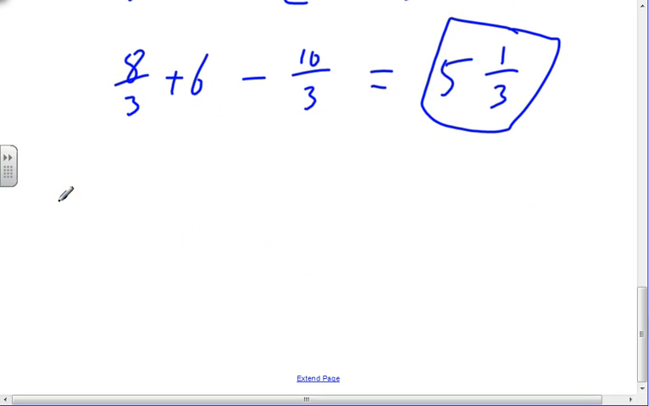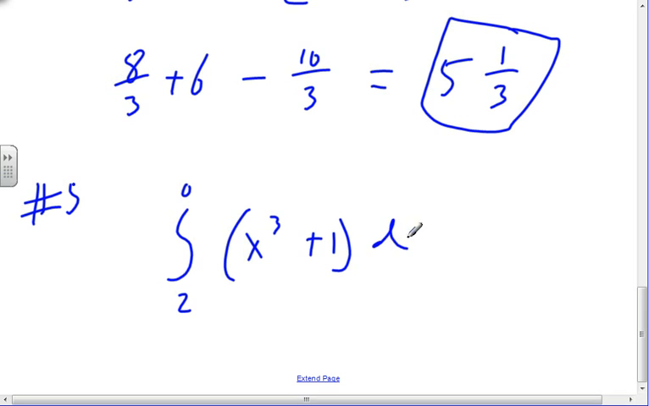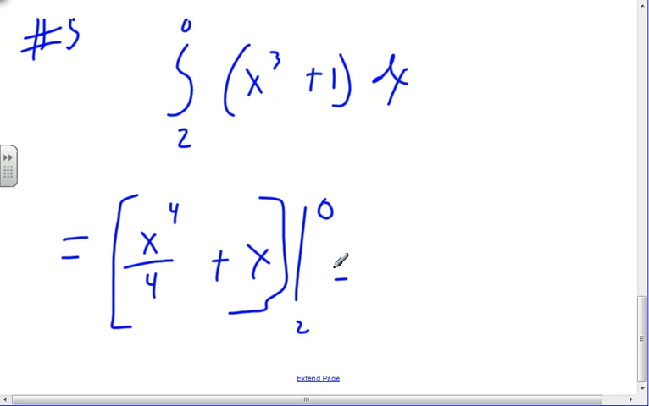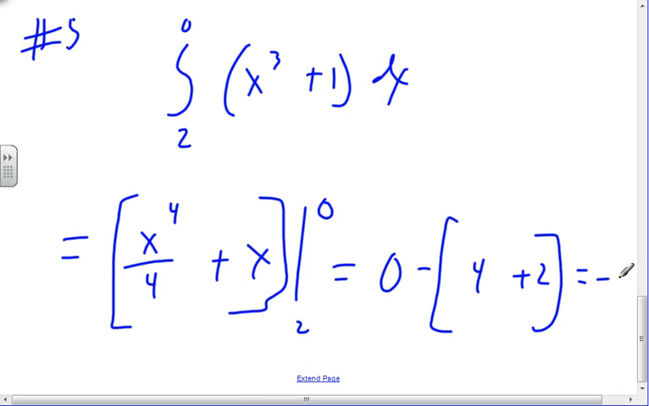Okay, number 5. Integral 2 to 0 of x cubed plus 1 dx. All right, well, x to the 4th over 4 plus x evaluated at 2 and 0. So that's going to be 0 minus, 2 to the 4th is 16 divided by 4 is 4 plus 2, so I'm going to be minus 6.